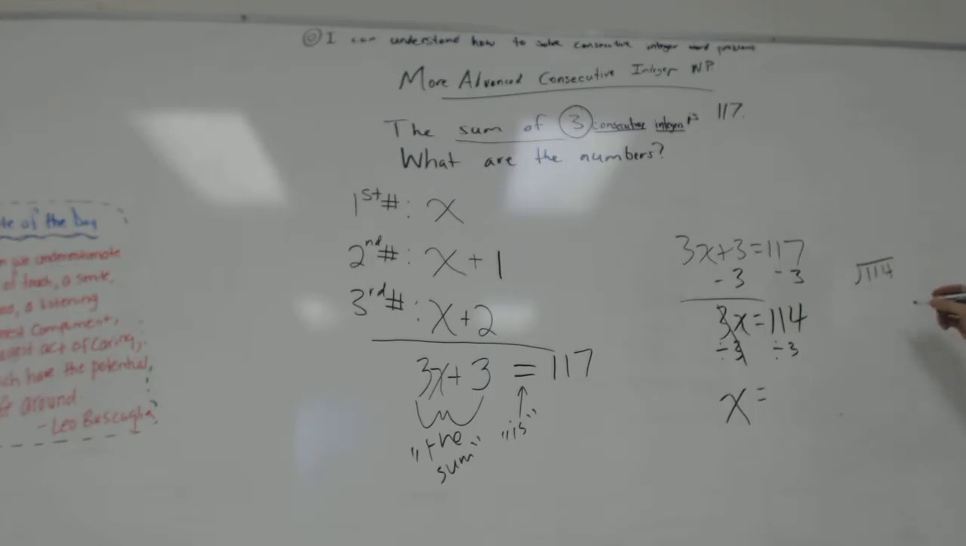Let's do it like this. 114 divided by 3. 3 goes into 11 3 times. 3 times 3 is 9. 11 minus 9 is 2. Bring down the 4. 3 goes into 24 8 times. So we have 38. I found what x equals.